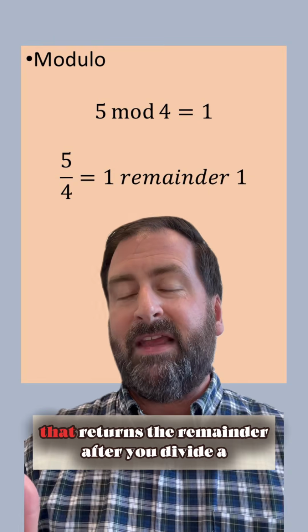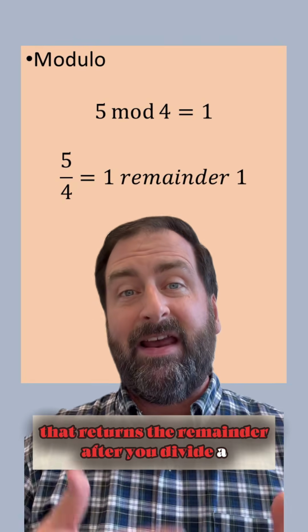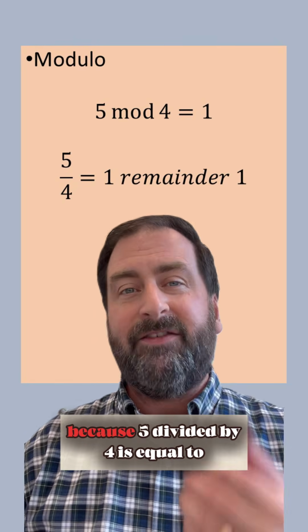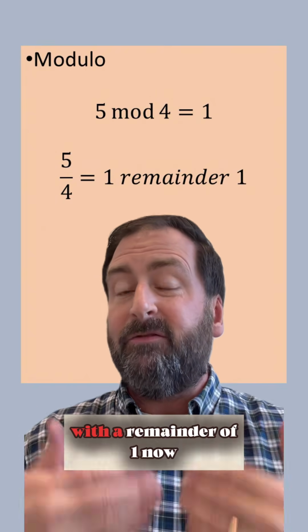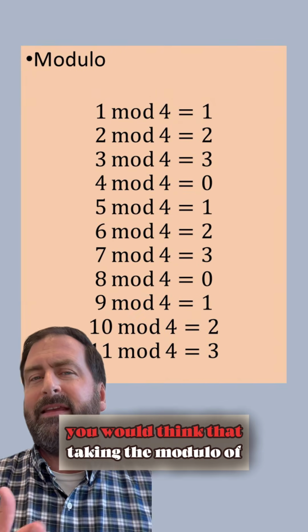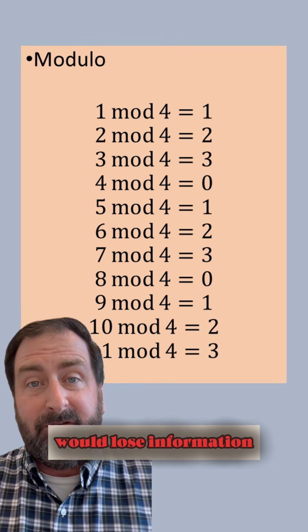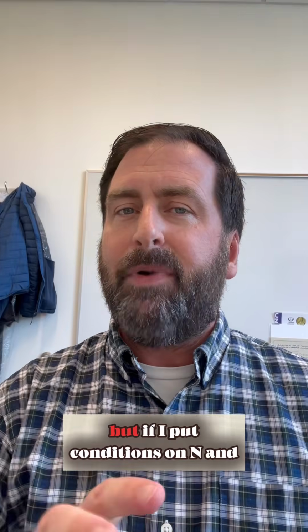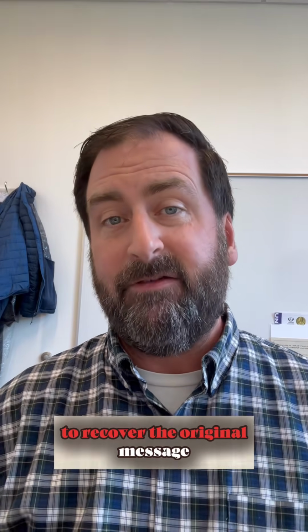Modulo is an operation that returns the remainder after you divide a number. For example, 5 mod 4 gives you 1, because 5 divided by 4 is equal to 1 with a remainder of 1. Now you would think that taking the modulo of a number would lose information, because there are a lot of numbers mod 4 that give you 1. But if I put conditions on N and E, then it's possible for me to recover the original message.